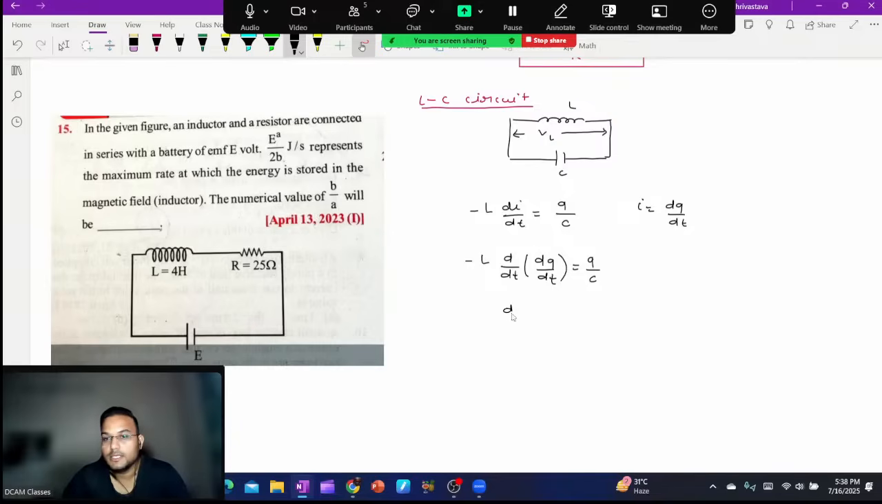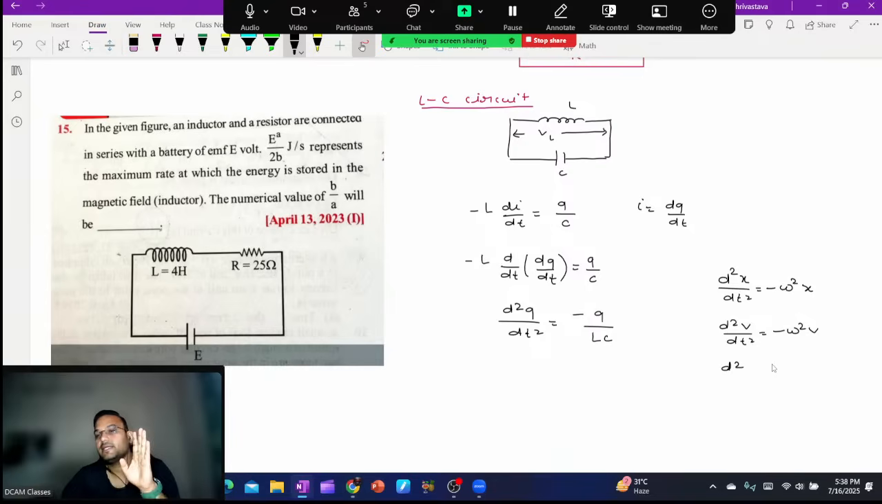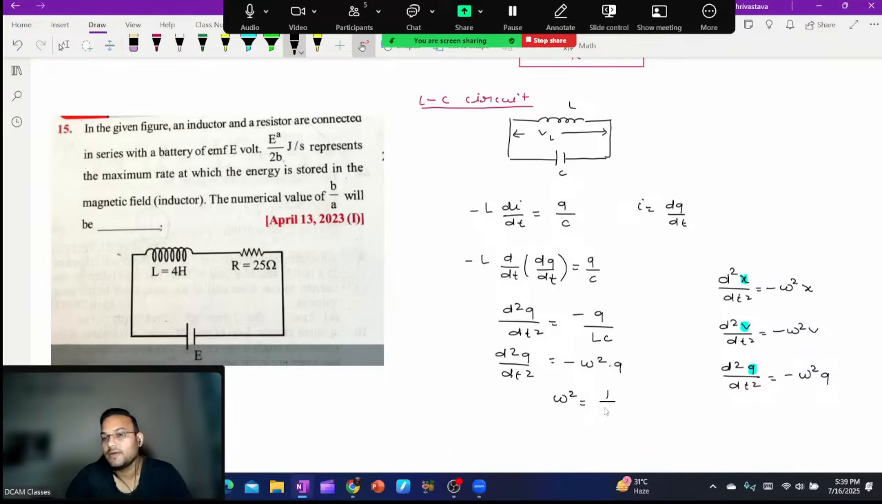So d square Q by dt square is equal to minus Q by LC. This is actually the equation of SHM, because the equation of SHM is d square x by dt square equal to minus omega square x, or d square v by dt square equal to minus omega square v, or d square of anything by dt square. In SHM you can have anything here, not only displacement. If we compare with this one, d square q by dt square is equal to minus omega square into q. So omega square becomes 1 by LC, so omega is equal to 1 by root LC. Your time period will become 2 pi by omega, which is 2 pi root LC.